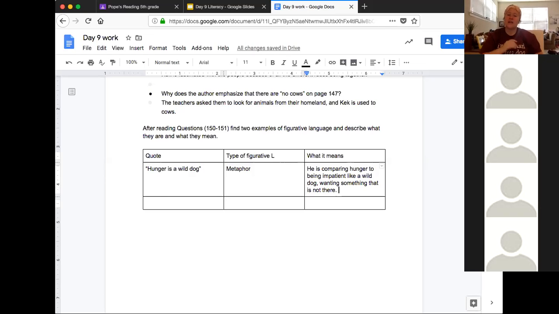So I even went in to say he's comparing hunger to being impatient like a wild dog, wanting something that's just not there. It says he's gnawing on a dry bone, so there's nothing on it. And he's still just eating it, hoping that something will just magically appear for him. Okay, so there's one. Now we need to find one more figurative language. Anybody have a different one?